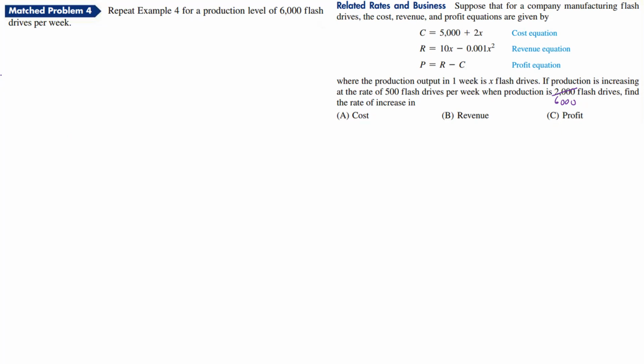All right, so let's do A. Well, A, we're looking at the cost function, right? So it's going to be C equals 5,000 plus 2x. And so we're going to implicitly differentiate this with respect to time. So if we do that, well, that becomes what? Well, that's going to be dC/dt equals, well, 5,000 just goes to 0. And then we have 2, and then we have dx/dt. Okay. Well, we said that dx/dt is 500 flash drives per week. So that's going to be 2 times 500.